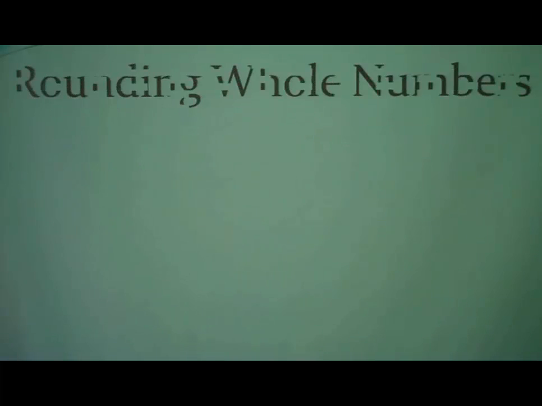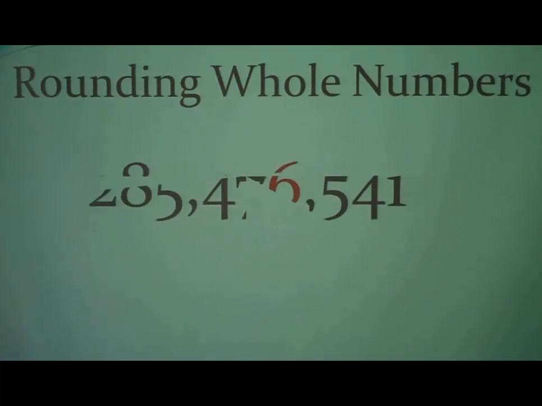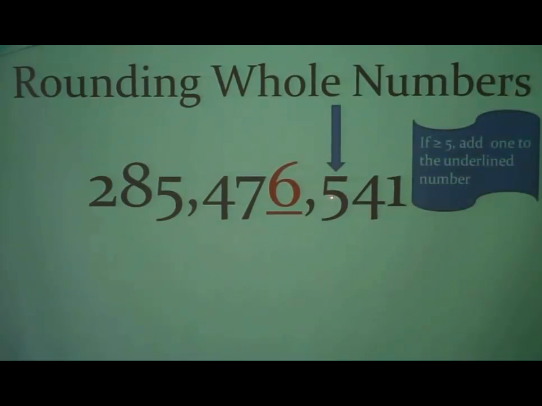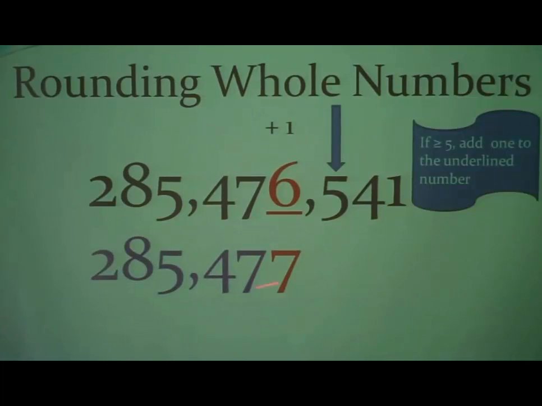Now let's give a little practice for rounding whole numbers. My number is 285,476,541. Notice the 6 in the 1,000 place is the one we're rounding to. We're going to look at the digit to the right. Since this digit is 5 or more, we're going to add 1 to the underlying digit, causing it to be a 7. We're going to copy everything to the left down and turn everything to the right to zeros. That is the only difference between rounding decimals and whole numbers.